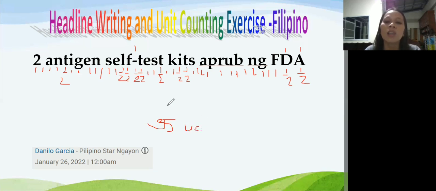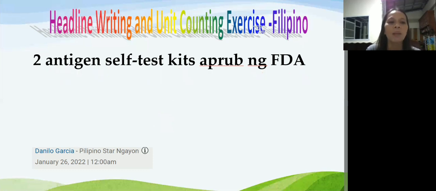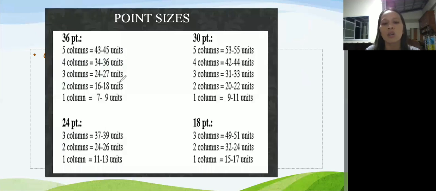Okay, balikan natin kung saan papatak, gaano kalaking ang font size nitong headline na ito. So 35 unit count. Let's go back to the table. So, ang 35 unit count ay papatak sa anong font size at kung ilang columns. So, 35. Pwedeng 4 columns, 36 points. Kasi 35 ang unit count. 34 to 36 ay 4 columns. Okay, pwede rin naman dito, malapit dito. Pwedeng 18 points, 2 columns. 32 to 34. Malapit sa 35. Okay? So, ganun lang kasimple.